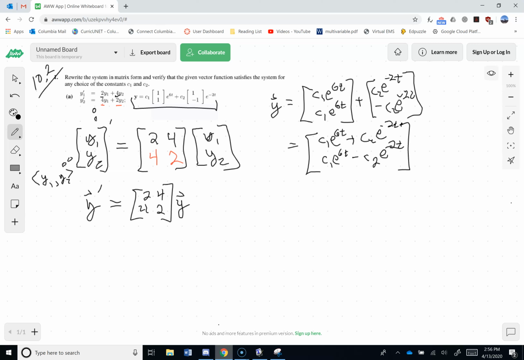Okay, then the question is, now that I have that written down in this new way, can you calculate y prime? Yeah, okay, so you just take the derivative of it. So you got 6c1 e to the 6t, oops, that's going to be minus 2c2 e to the minus 2t. And 6c1 e to the 6t plus 2c2 e to the minus 2t.